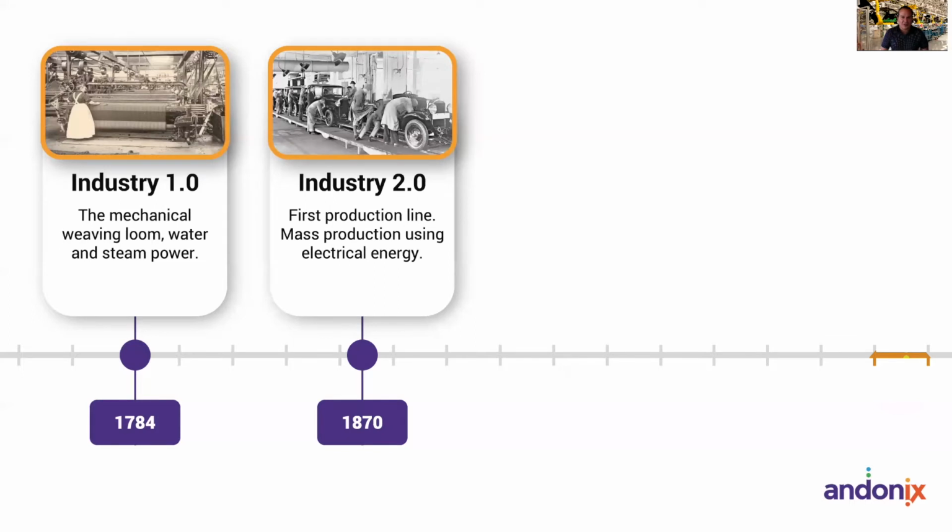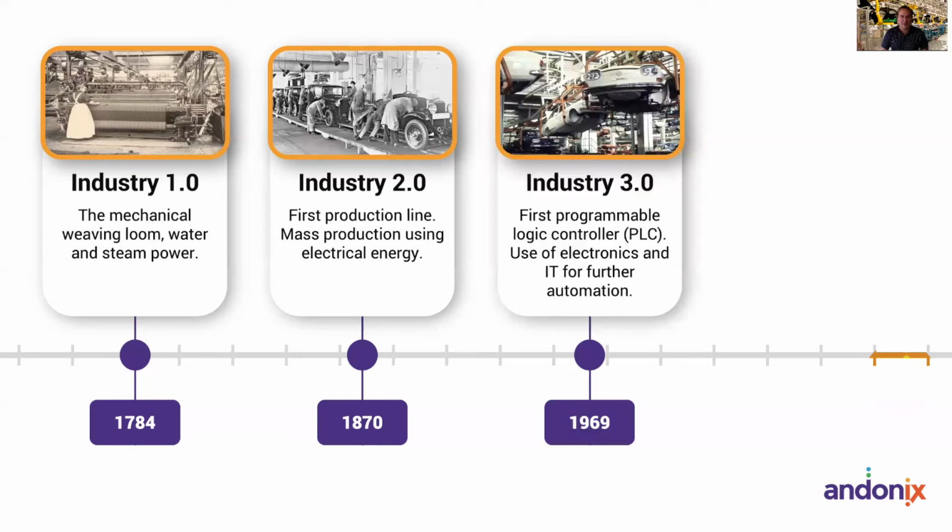Moving forward, Industry 2.0 was defined in 1870 by the invention of the mass production or assembly line. It was then later perfected by Henry Ford in 1913. Then the third industrial revolution was defined in 1969 by the invention of the first programmable logic controller, a computer to control the machine. That defined a massive stage or timeline of automation.